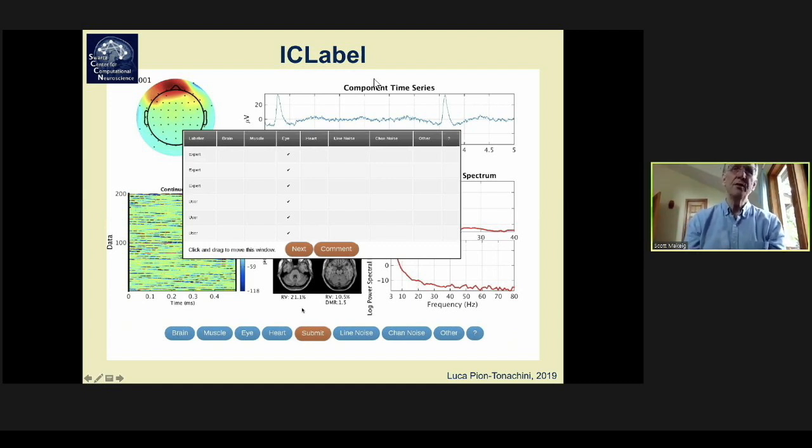So there's the explained examples, then there's the examples with feedback, and then if you choose to go on, you can register and just start labeling components without feedback, contributing new labels to make the algorithm work better.